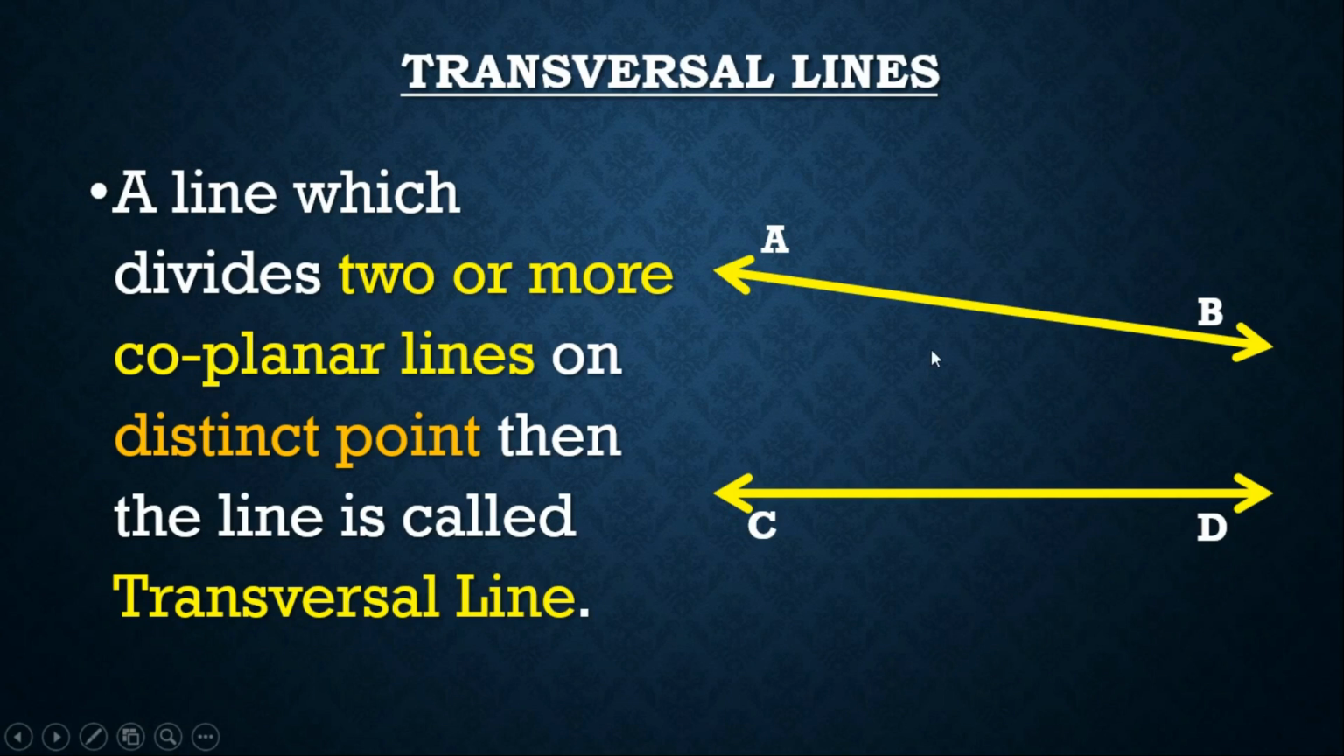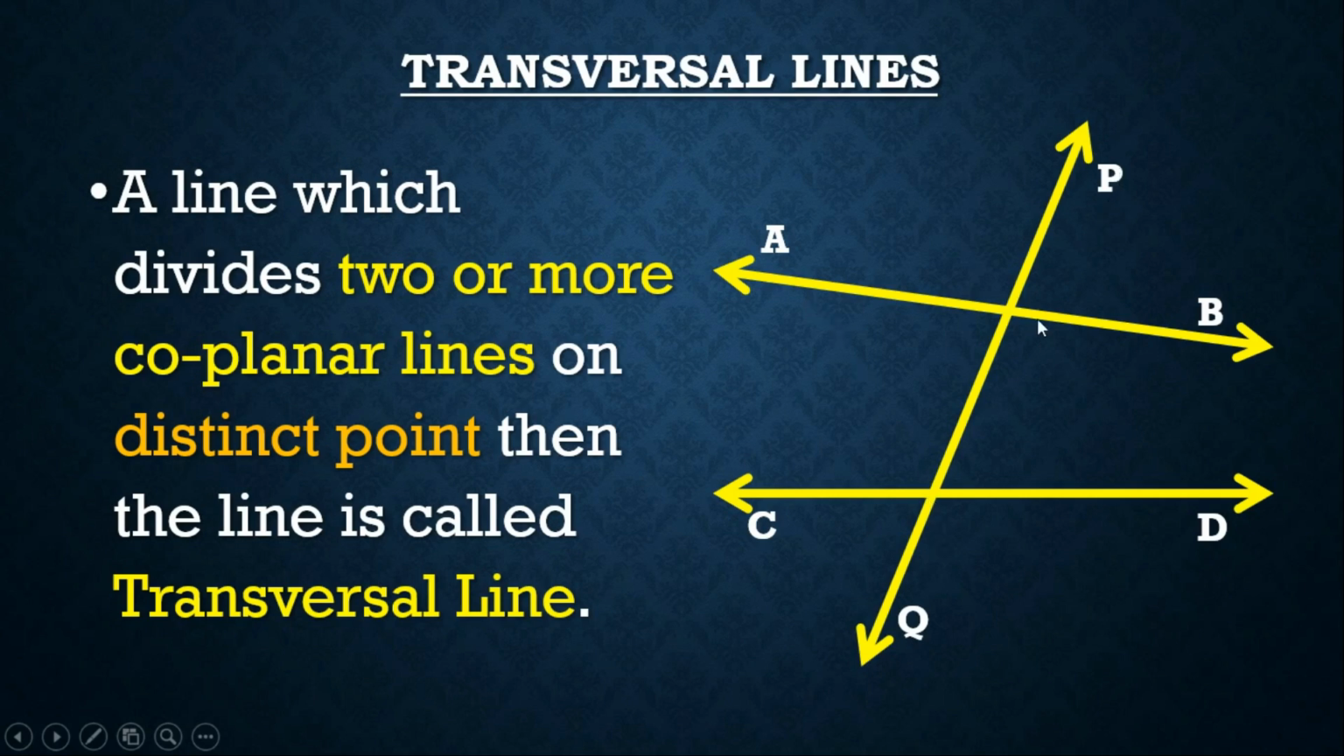If we draw one line over these two lines, then we can see the line PQ. This line PQ divides line AB at one point, and also this line PQ divides line CD at one point. So these are the two distinct points, right? Line PQ divides line AB and line CD at two distinct points. This is one distinct point and this is another distinct point. Distinct point means different point, right?